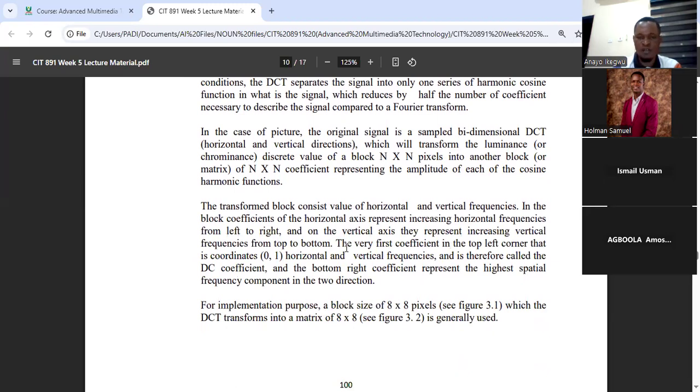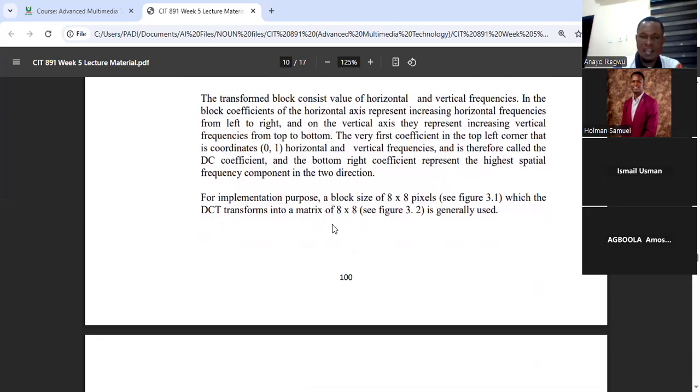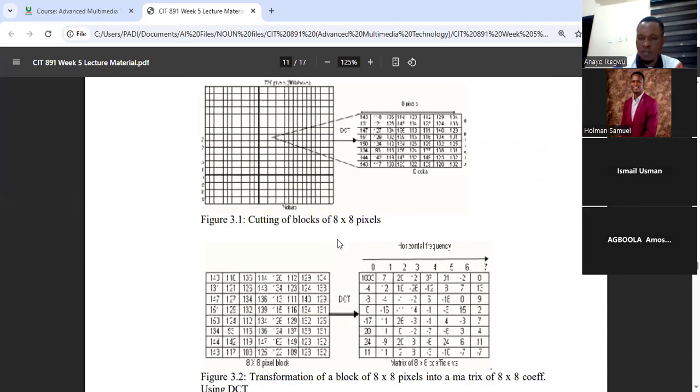I've told you that it's more of mathematics, so take your time to go through the material and see how it works. Time may not permit us to detail them, but you go through it.